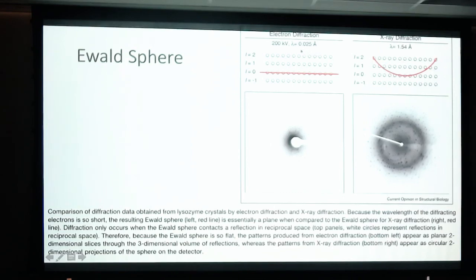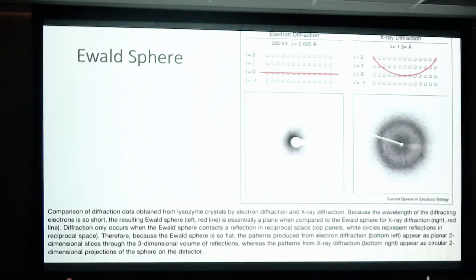For electron microscopes at 200 kV, like I said, the wavelength of the electrons is 2.5 picometers. And because the wavelength is so small, the Ewald sphere is just about perfectly flat. It's not really perfectly flat, but it's very close to being perfectly flat. And because of that, when you look at a single diffraction pattern, you don't see this curved pattern, but they look almost perfectly straight. You actually are seeing a more true representation of what the true lattice is.